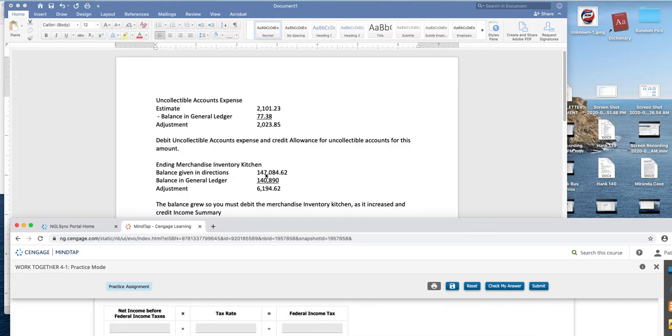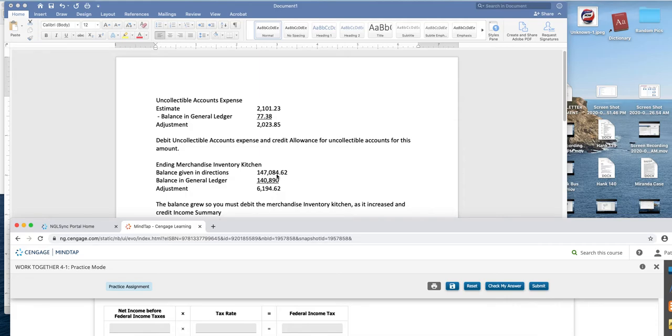This balance given in instructions is the end of the year. This is the amount we started with. So the adjustment is that the inventory for kitchen has grown $6,194.62. How do we increase merchandise inventory? We must debit it, and we credit income summary. Remember, income summary is kind of like a dumping ground.